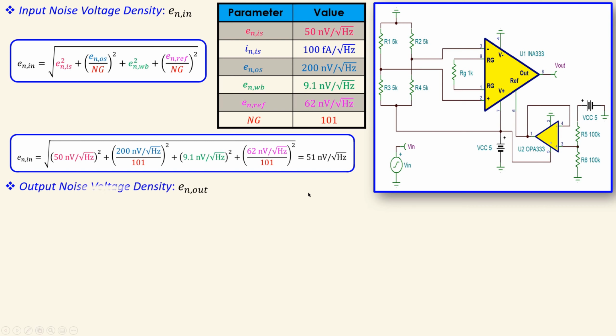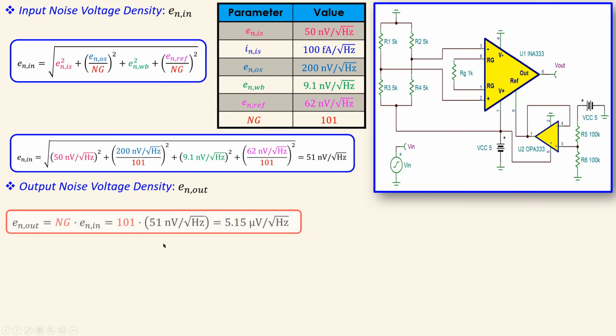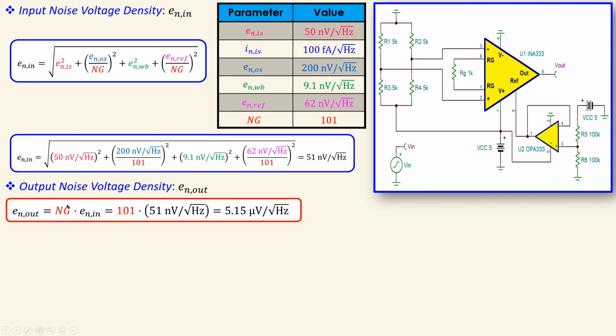Okay. The output noise voltage density is calculated using this. For that we need the noise gain, 101, multiplied by this one, and you will get 5.15 microvolts per root hertz.